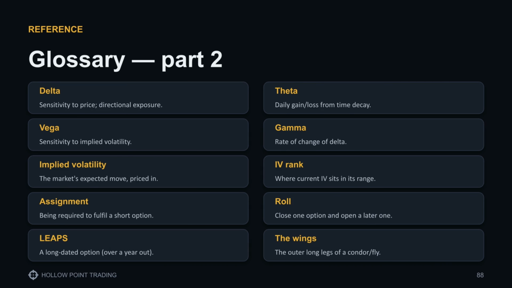For quick reference, remember our key definitions, from Greeks like delta and vega to concepts like assignment and LEAPS. Mastering this vocabulary is the foundation of clear trade planning.